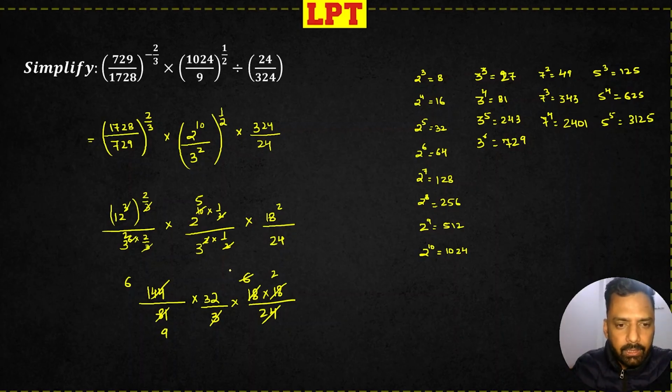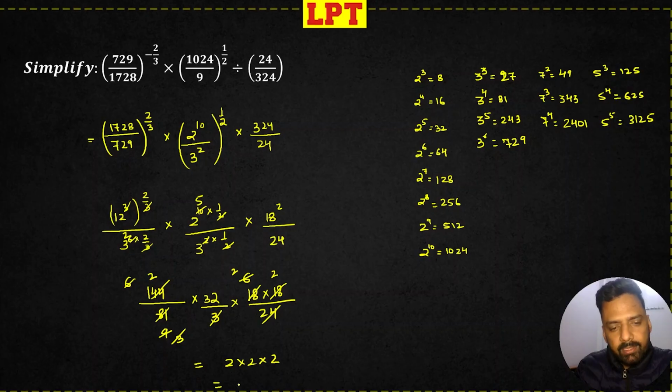And there I have 3 2 3 3 and here I have 3. So when I simplify it, all I am getting is 2 2s are 4, 4 2s are 8. So the simplified value of this expression is 8.